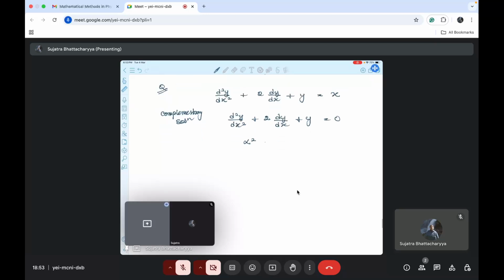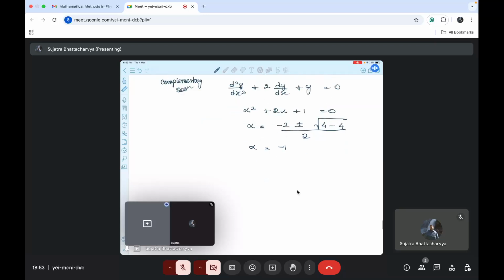Make the auxiliary equation alpha square plus 2 alpha plus 1 equals 0. Alpha is minus 2 plus minus root over b square minus 4 divided by 2. Alpha is equal to minus 1. Right? Both the solutions, so the roots are real and equal. And what is the solution for that? We have already discussed. So y of x becomes equal to c1 plus c2 x times e to the power minus x. This is your complementary solution, yc of x.